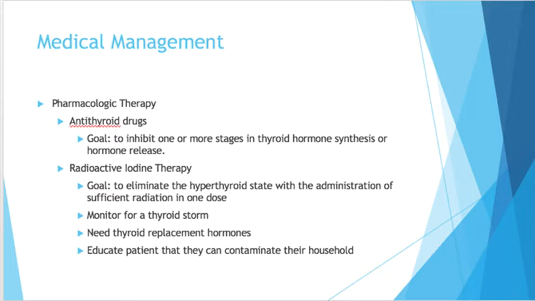And then you're going to want to educate the patient. They are getting a radioactive substance in their body. Because of this, they can contaminate their household. So you're going to want to teach them that they can contaminate through saliva, urine, or even just the radiation emitting from the body. So you want to teach them no sex and no sleeping in the same bed with another person. They need to avoid close contact with children and pregnant women. And they shouldn't share things like utensils and cups.